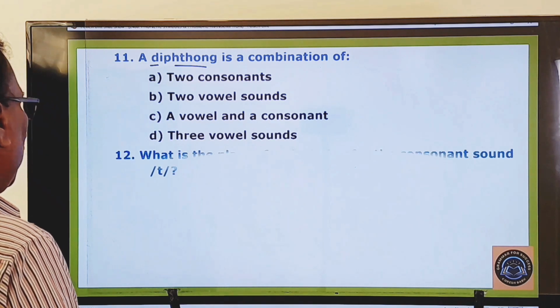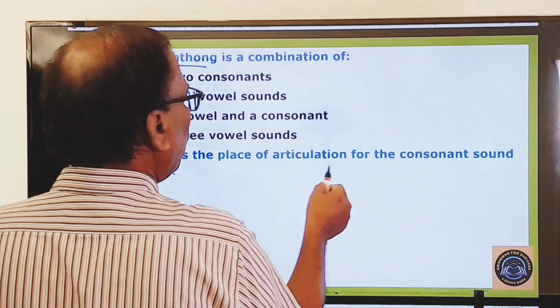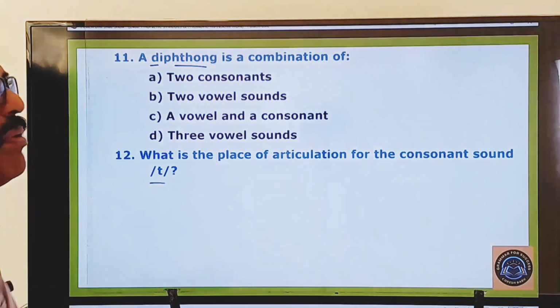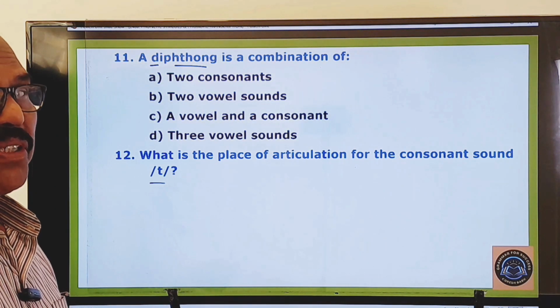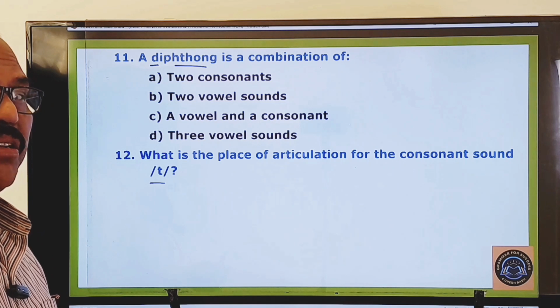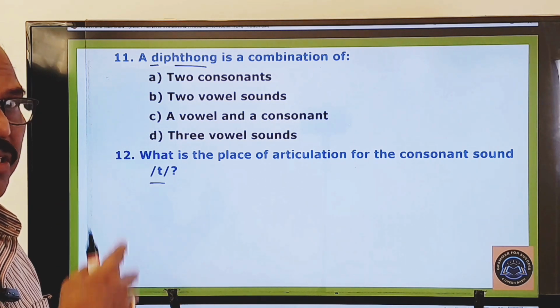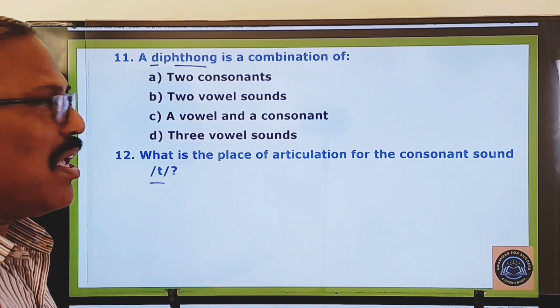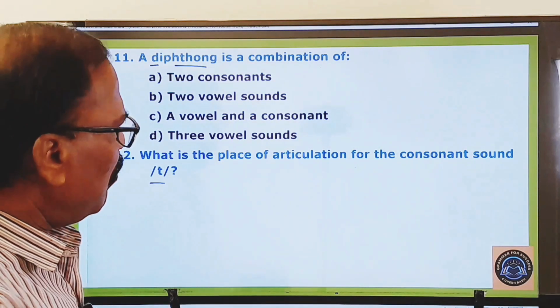Right. You go to the next question. What is the place of articulation for the consonant sound ta? Place of articulation, manner of articulation and voicing, all such things. These three are the features of consonantal sounds. I have talked to you about them. So you can easily do that.